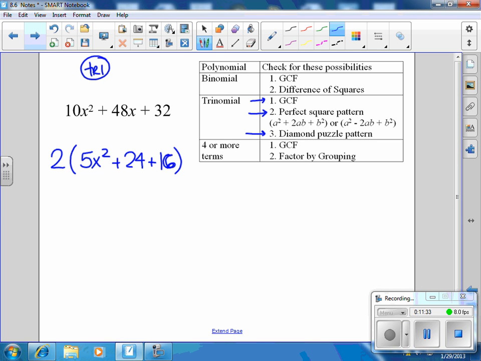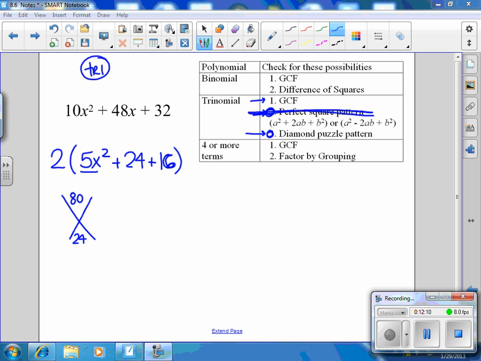And then, once we're done with that part, we have to check to make sure that there's not a perfect square pattern, and we can't do the diamond puzzle before we can say we're done. So we want to ask ourselves, is this a perfect square pattern? This right here is not something perfectly squared, so we can cross that one off. Totally not an option in this. And then we want to look for a diamond puzzle pattern. So we're going to need two numbers that multiply to make 5 times 16, which is 80. And those same two numbers have got to add to make 24. And after you think about this for a while, there are two numbers that work, 4 and 20.